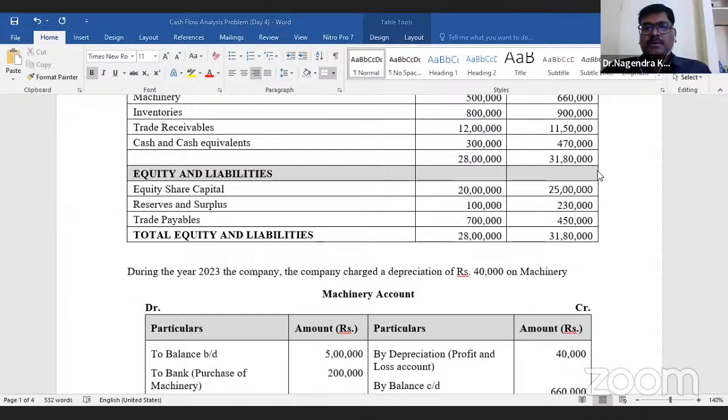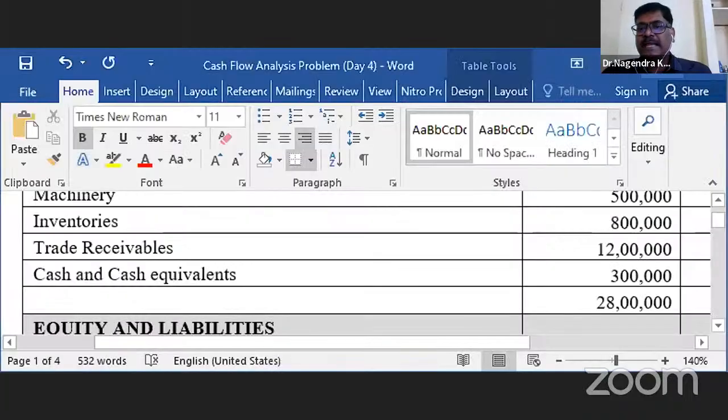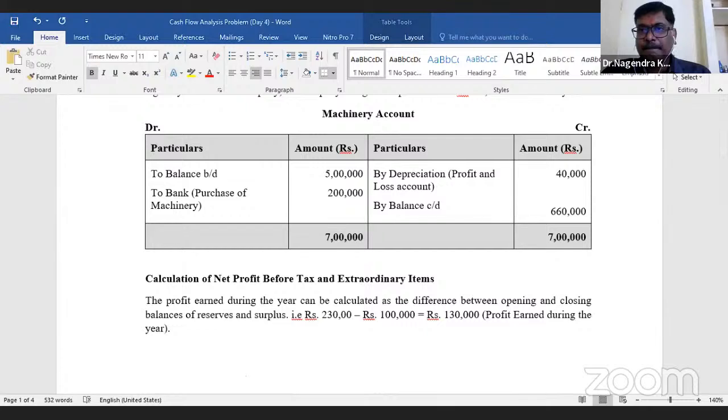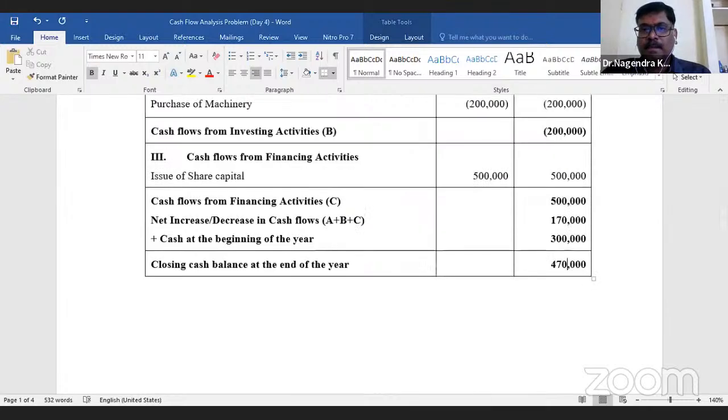So, do you have any doubts regarding the cash flow statement? Are you okay with the cash flow statement analysis?